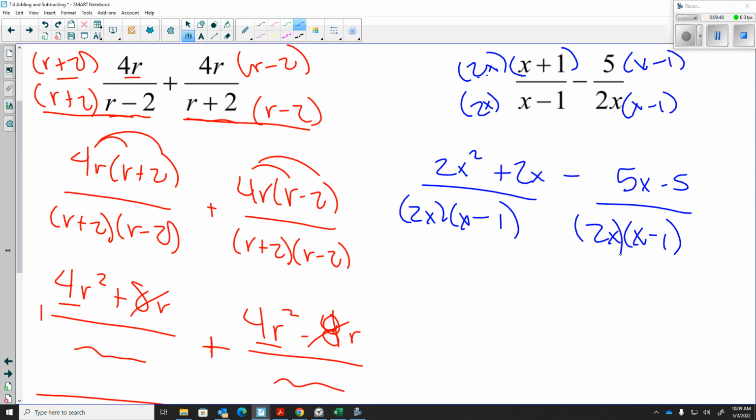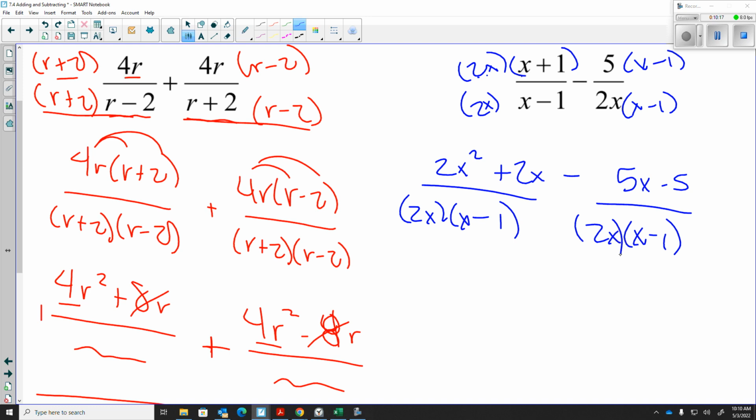Like, can you cancel them? No, you can't cancel them. Here's the reason you can't cancel them. You can only cancel factors, like whole factors. 2x is not a factor. It's a term that's attached to this whole piece, right? So you can't just cancel pieces of a factor. You got to cancel the entire factor.